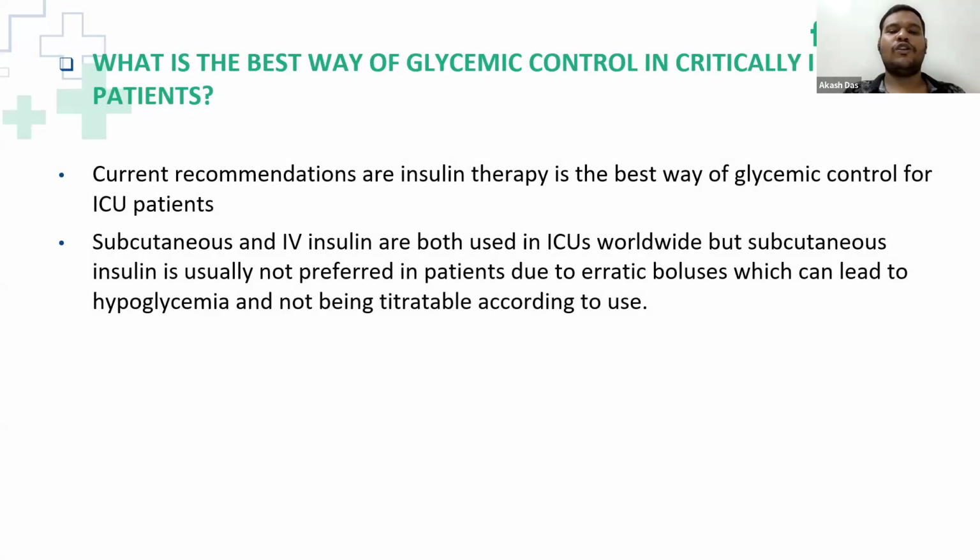So the next question is, how will you control the glucose if you can't give OHAs? So what are the current recommendations? Worldwide, insulin therapy is the best way of glycemic control for ICU patients. Insulin is the best therapy. Subcutaneous and IV insulin both are used in ICU patients worldwide, but subcutaneous insulin is not preferred in these patients because it is given in boluses, which can be erratic, which can lead to sudden hypoglycemia, and it is not titratable also. So always start with IV insulin in your patients.